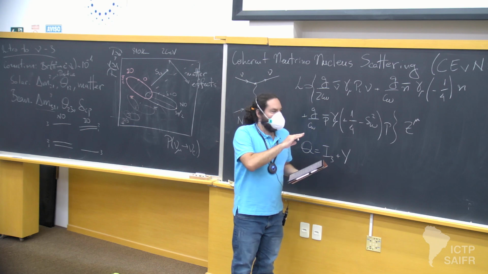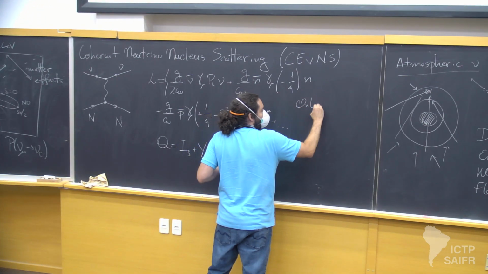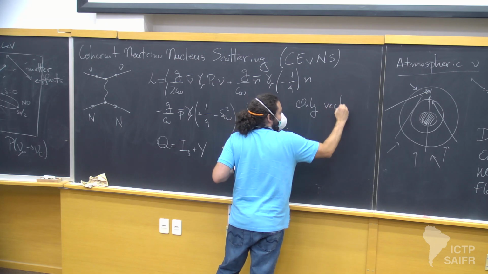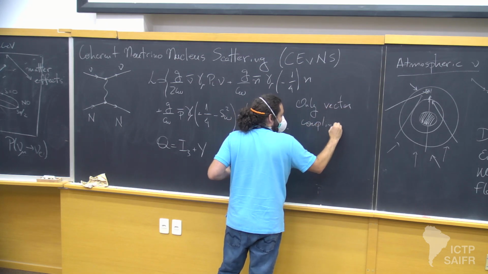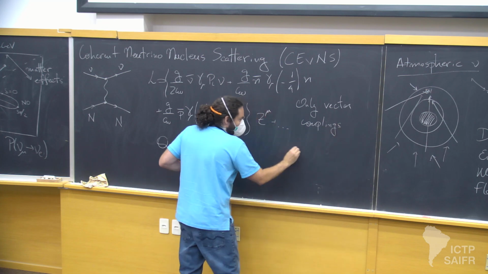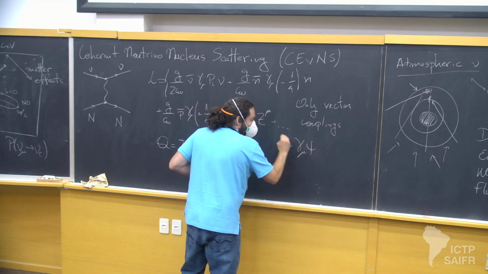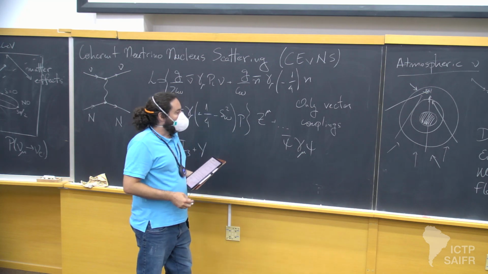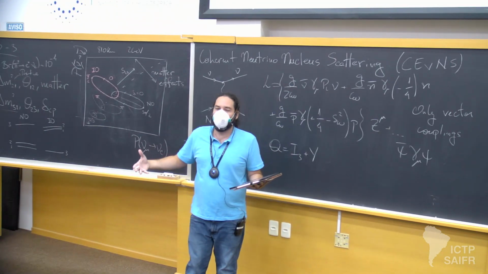I'm just taking here only the vector couplings. And by vector couplings, if you don't know what that means, are couplings that go like gamma mu, fermion. This is a vector coupling, because the vector coupling will feel the entire charge of the nucleus.